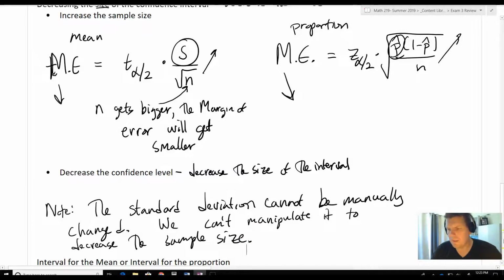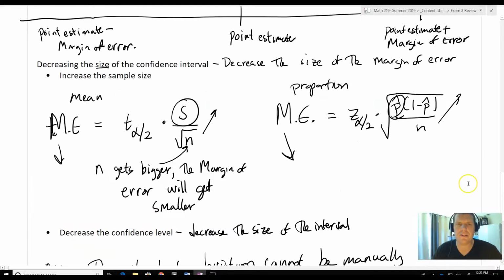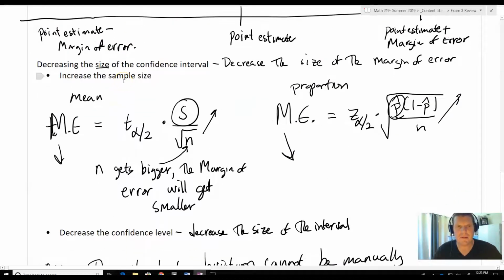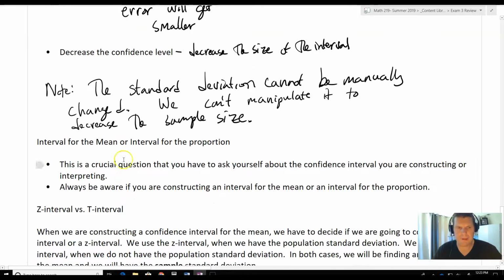Okay, cool. So those are the two ways that I can actually decrease the interval size. Either I increase the sample size, or I decrease the confidence level.